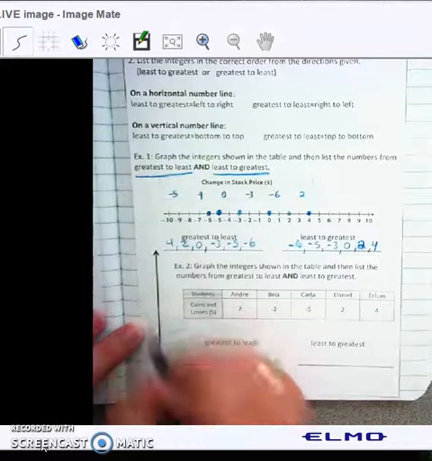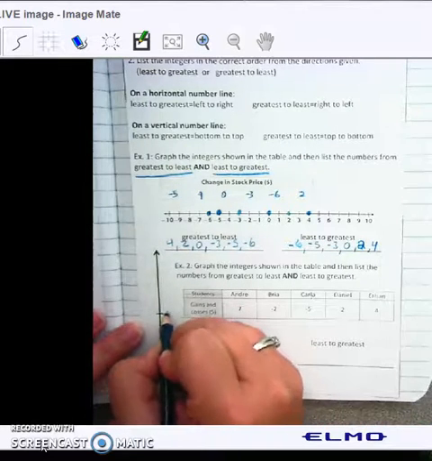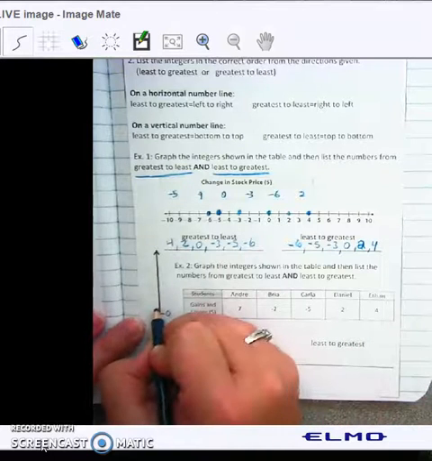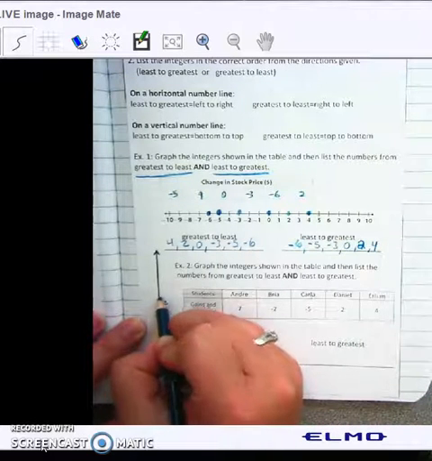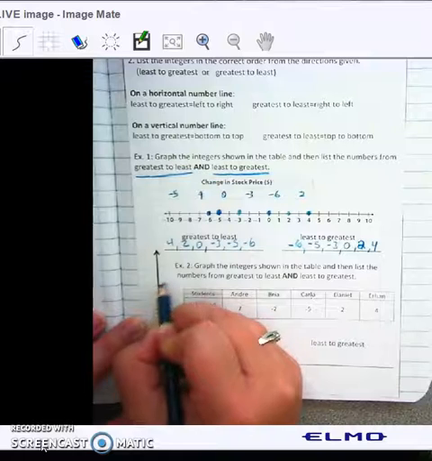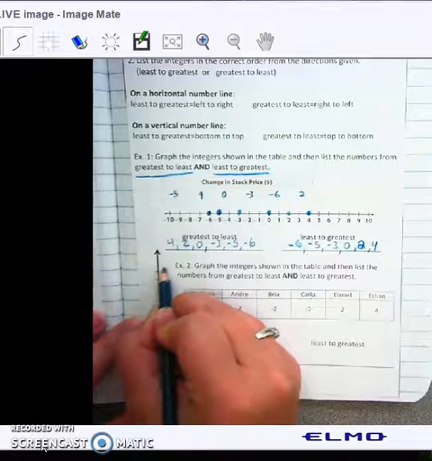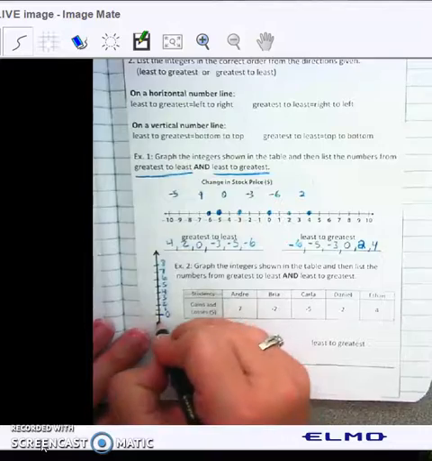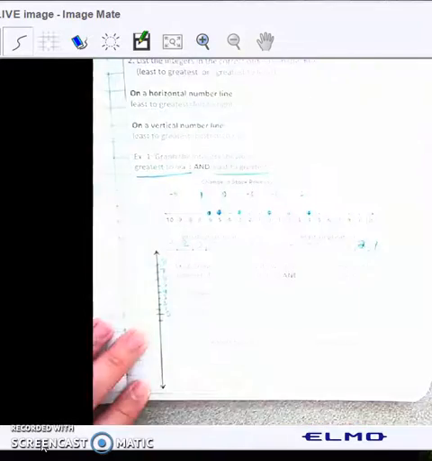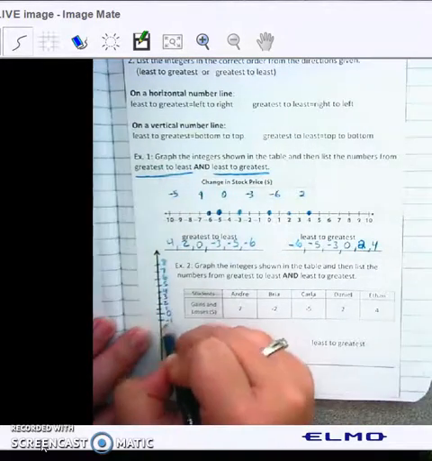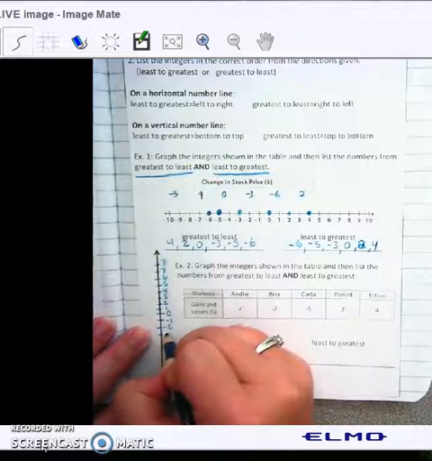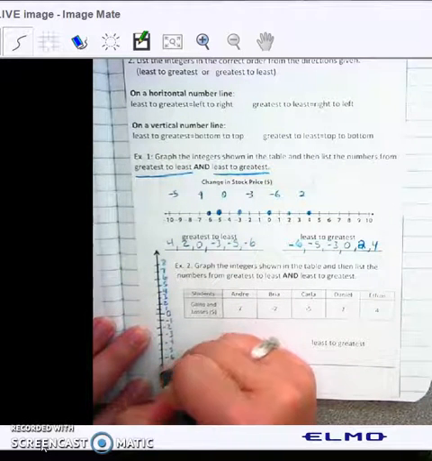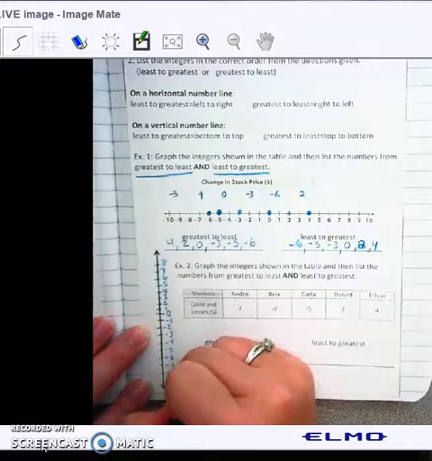So in the middle, let's do 0. And as we go up, our values are getting larger. So we have 1, 2, 3, 4, 5, 6, 7, and 8. And then when we go below 0, it is -1, -2, -3, -4, -5, -6, -7, and -8.